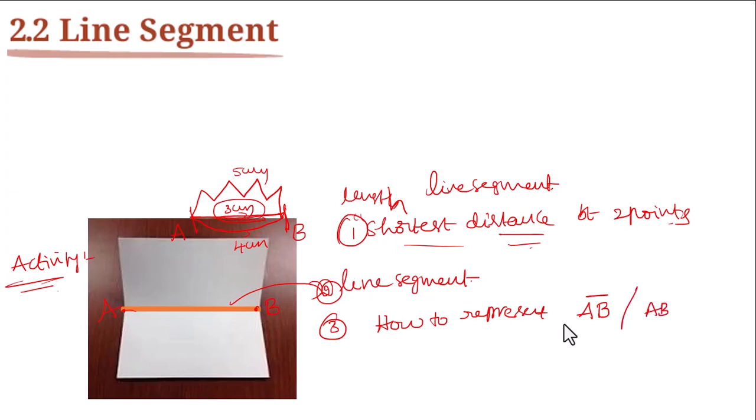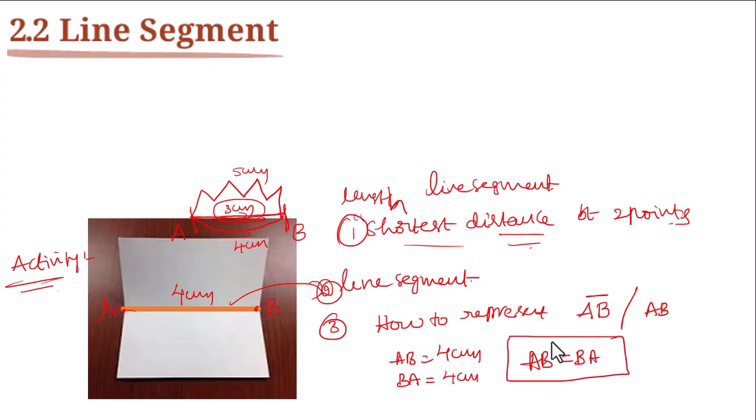Or I can say only AB. This also means AB line segment. Children, now tell me, what is the length of AB? I got 4 centimeters. Yes, 4 centimeters. Now with the scale measure from B to A. Yes, this is also 4 centimeters. So both A to B and B to A are the same. Can I say that AB line segment is equal to BA line segment?